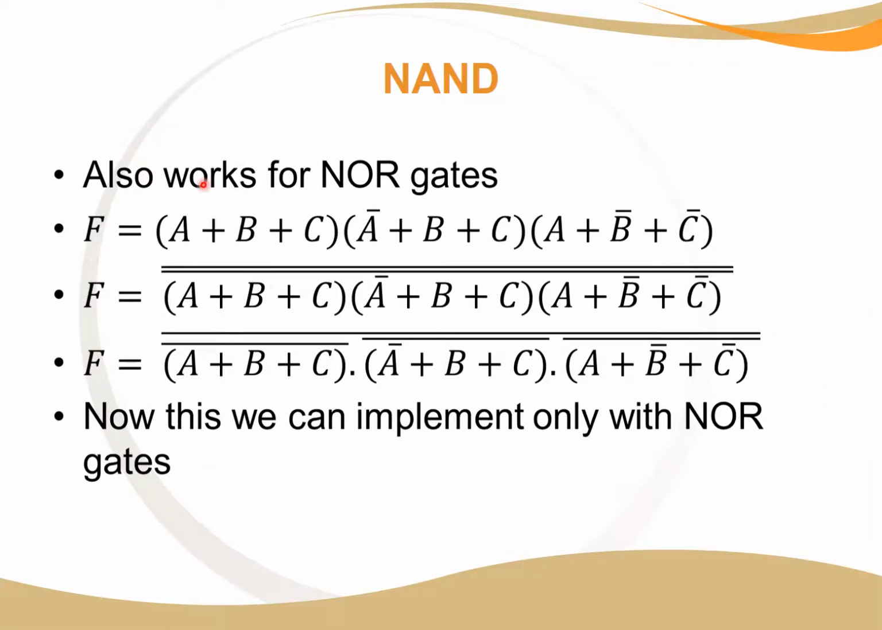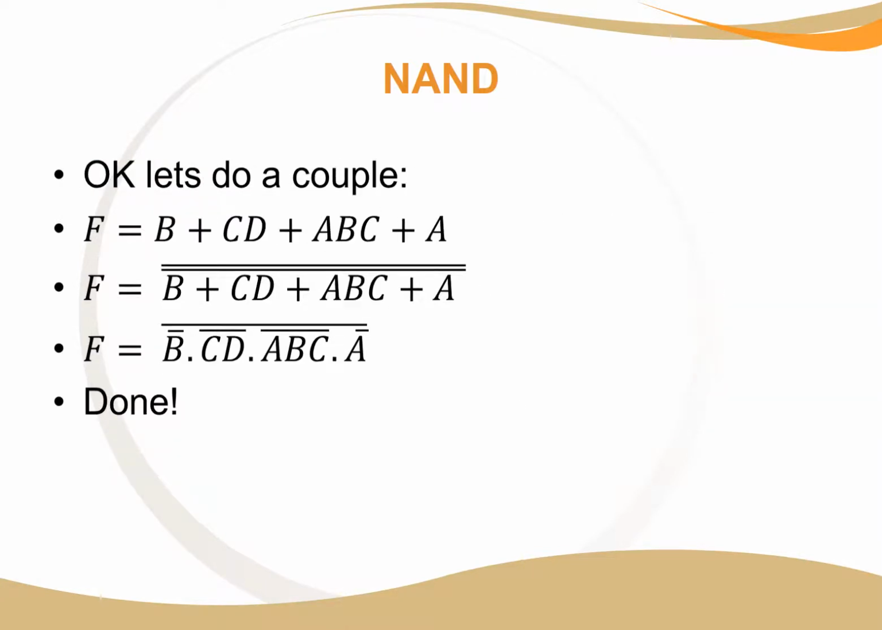So this also works with NOR gates. If we have a POS expression like this, double complement, break the line to change the sign. These are actually wrong. These should be ORs instead of ANDs, because we broke the line there, so it should be an OR operator there. And then we are only left with OR operators and inverters, and we can implement this with NOR gates.